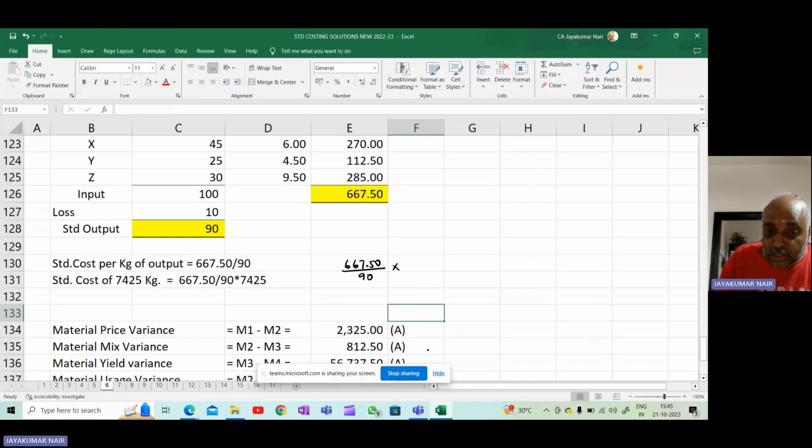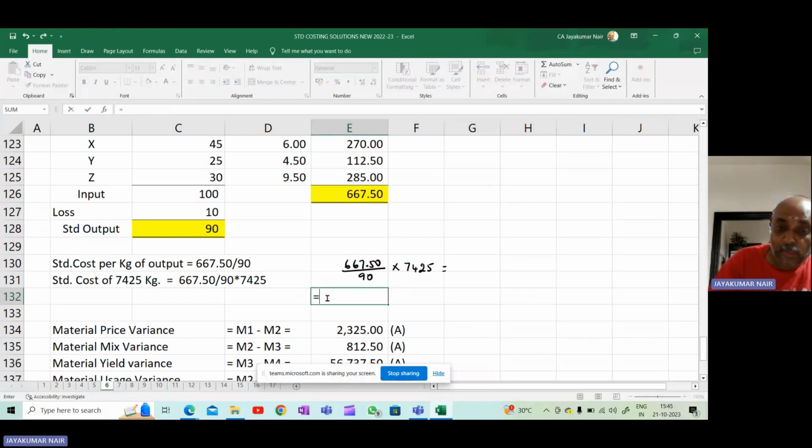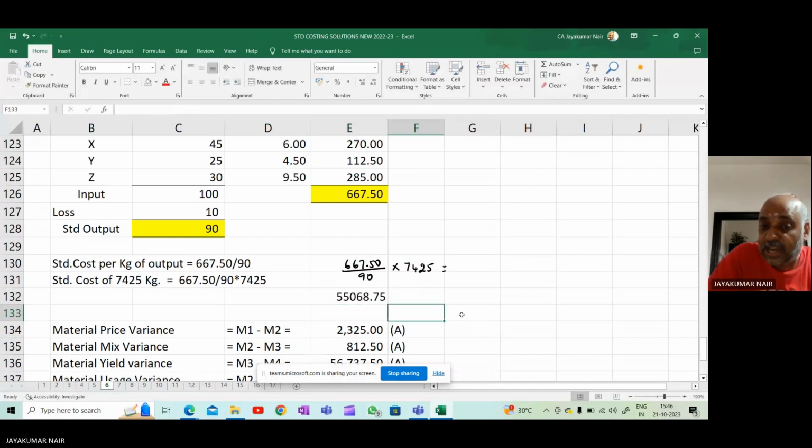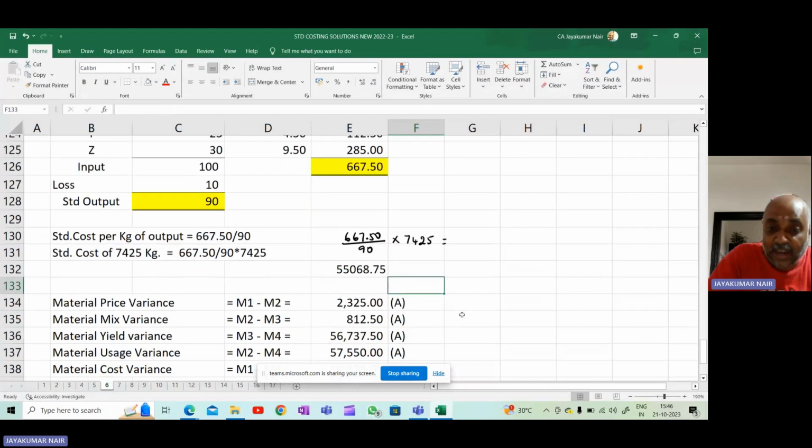So since you have produced 7,425 kg, for the actual output, what is the standard cost? Remember, 667.50 is the cost of 90 kg. For 7,425 kg, how much? So what do we do? You have to multiply it. It is 667.50, divide this by 90, multiplied by 7,425, you will get 55,068.75.